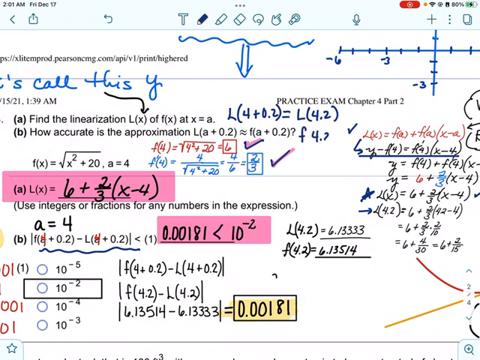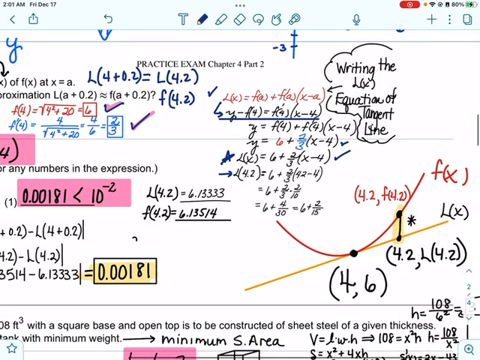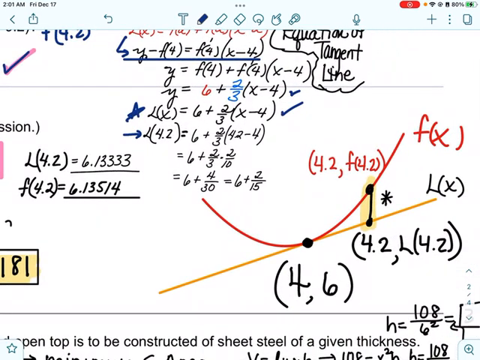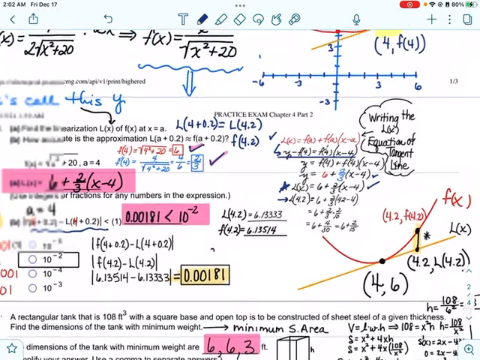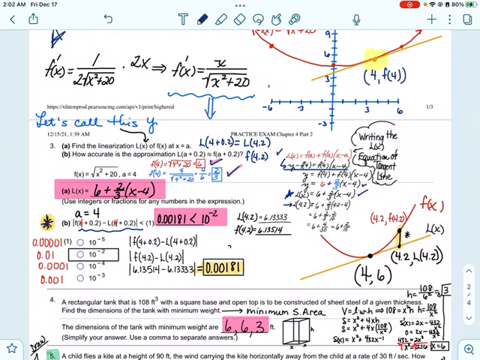If you look down here, I've got the graph, and you can see that the tangent line is underneath the curve. Again, it's exaggerated, but where you have the point 4.2, L of 4.2, it's on the orange line beneath the f of x graph, 4.2, f of 4.2. So that little star that you see on that difference is this quantity. It's the difference between the function f and the line at 4.2.